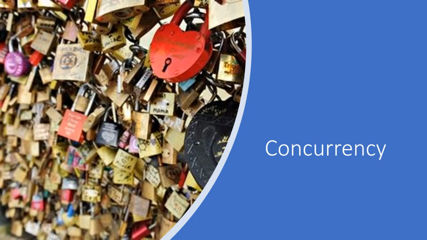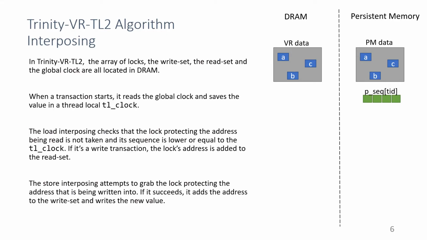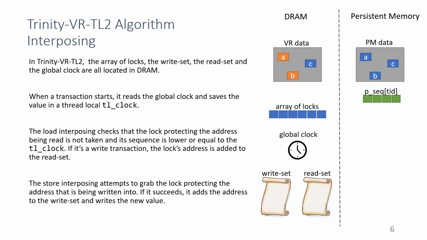Now let's talk about how to merge concurrency with this algorithm. When combining the volatile replica with the TL2 concurrency control, we keep the main components of TL2 in DRAM, in volatile memory. That means the array of blocks, the global clock, the write set, and the read set are kept in volatile memory. One extra change is needed in persistent memory for the Trinity algorithm, where we have one PSEC per thread instead of having a single PSEC.